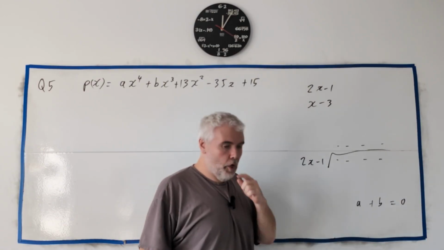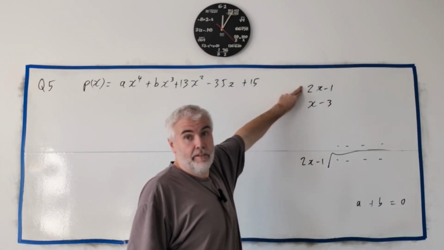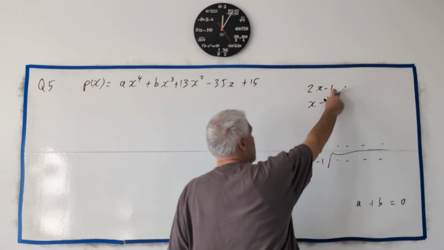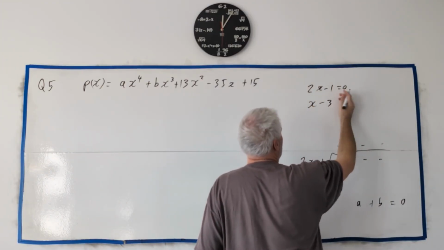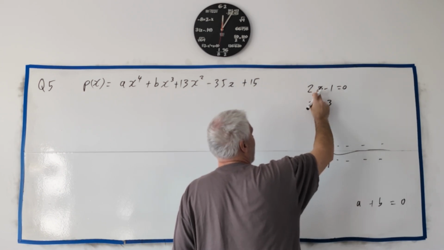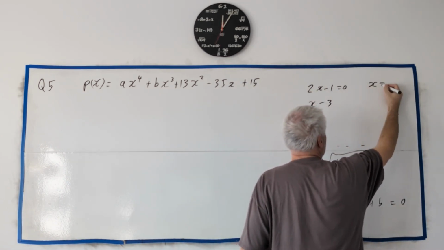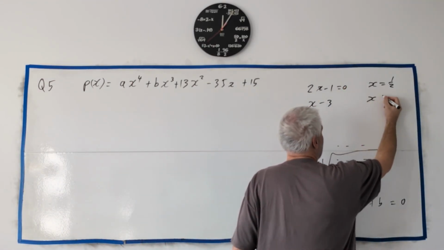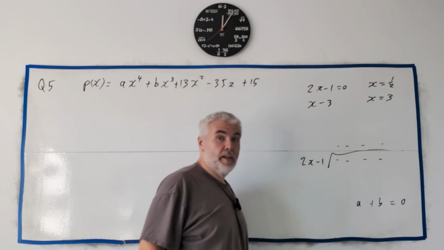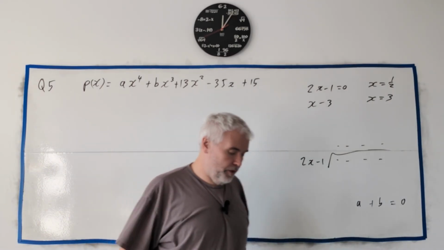The way I'm going to show is, if this is a factor, then we know when it equals 0, we can get the root. So let's put this equals 0 and move the 1 over. We get x is equal to 1 over 2. This is a root of this polynomial. Just like the same here, x is equal to 3. These are roots of this polynomial.